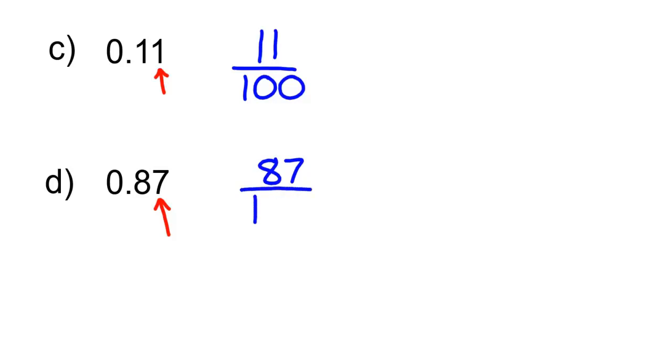For 0.11, the number that we see is 11. Put that over 1, and there's 2 decimal places, or a hundredths column. Therefore, add 2 zeros. For 0.87, the number that we see is 87. Write the number 1, and there's 2 decimal places, or the hundredths column. Therefore, write 2 zeros after the 1.